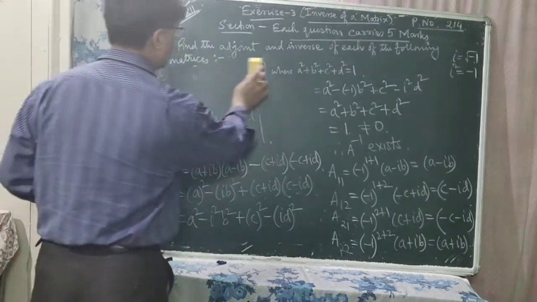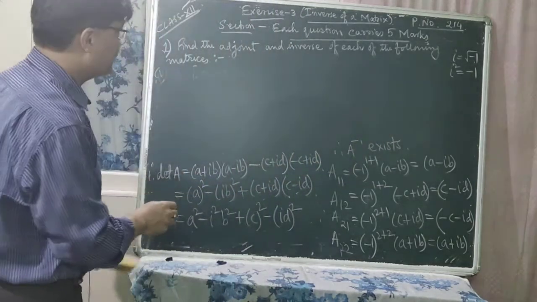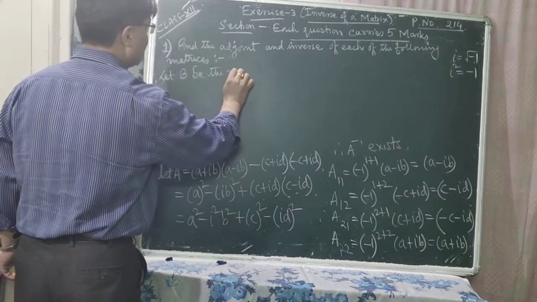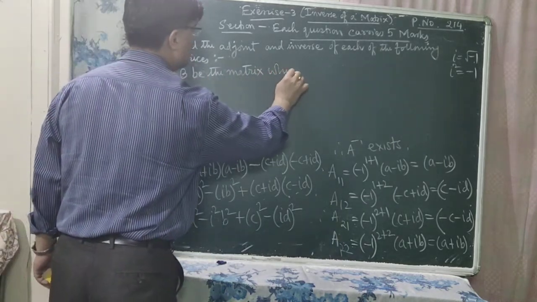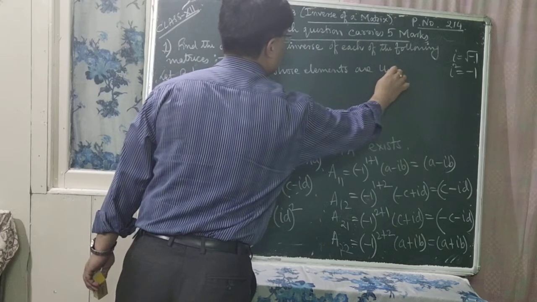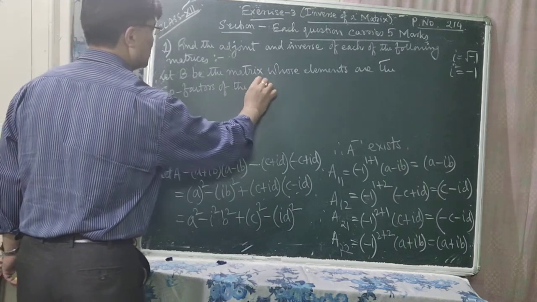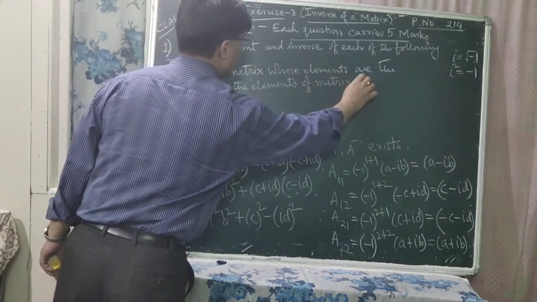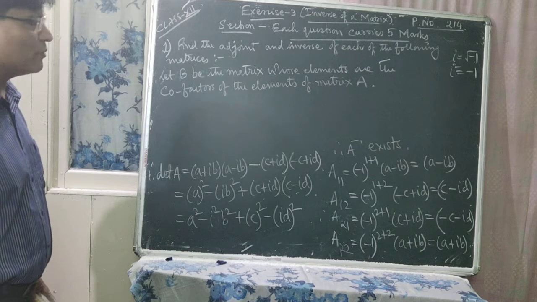Okay? So now let us write down the matrix B, whose elements are the cofactors of the elements of matrix A. So let capital B be the matrix whose elements are the cofactors of the elements of matrix A.